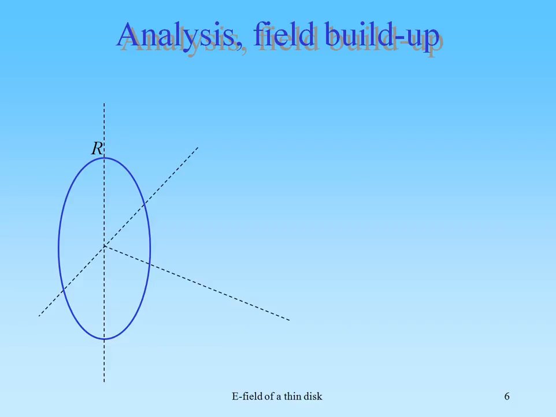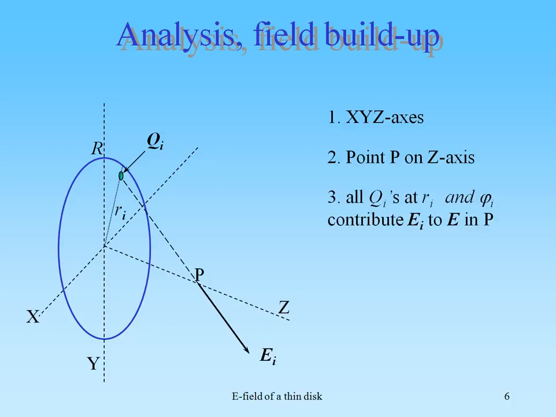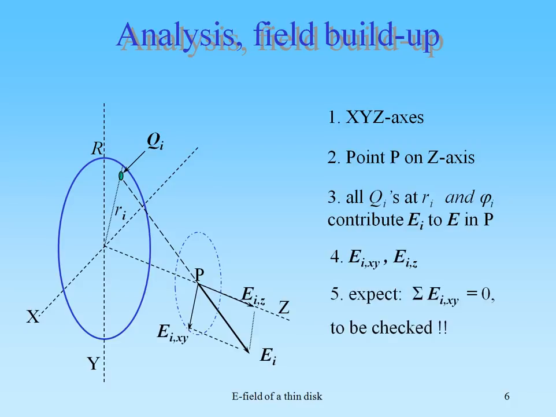How is the field built up? We have x, y, z axis and point P on the z axis. And all the Qi's at a certain Ri and phi i contribute to the electric field vector in point P. The electric field vector in point P will have components along the x or y directions and the component in the z direction. And we can expect, due to symmetry, that only the z component will be present.